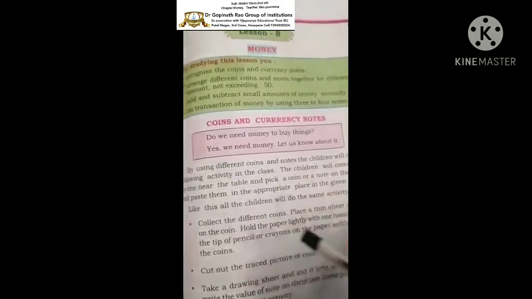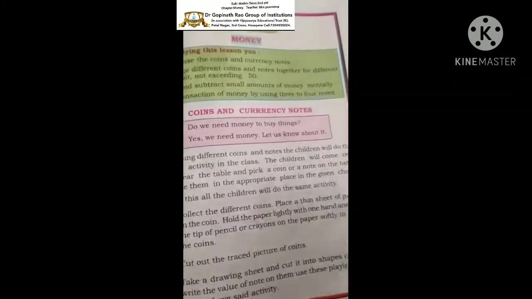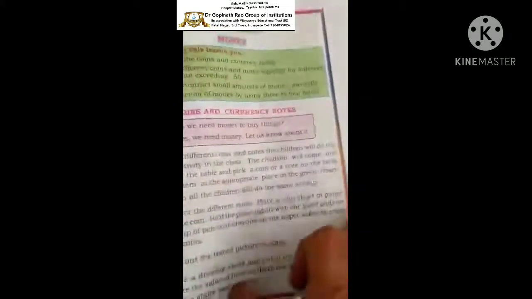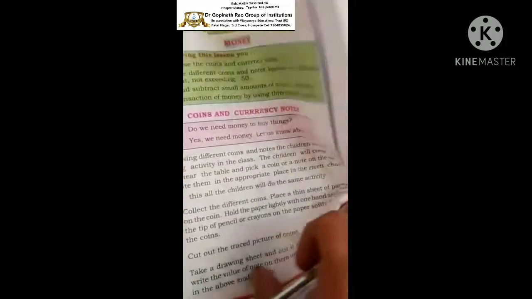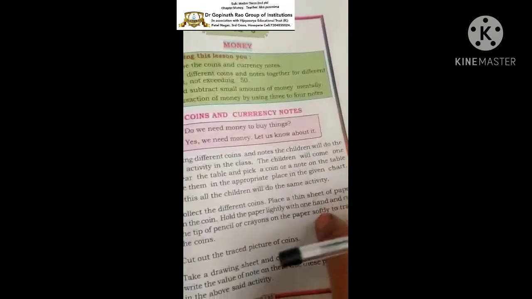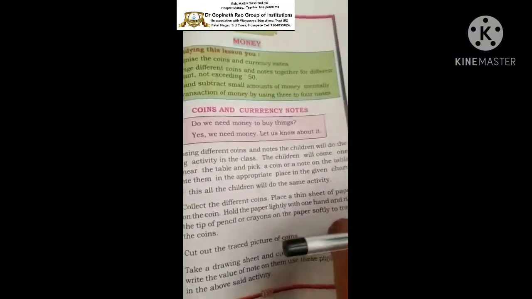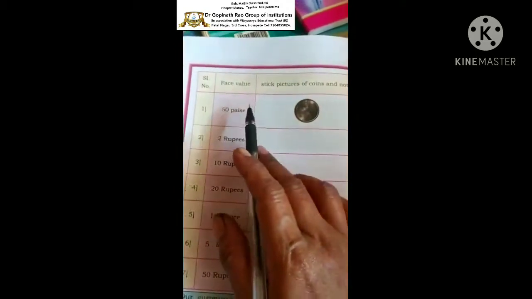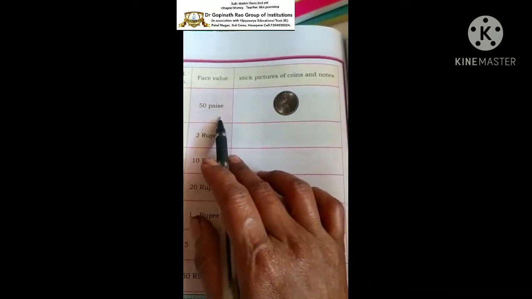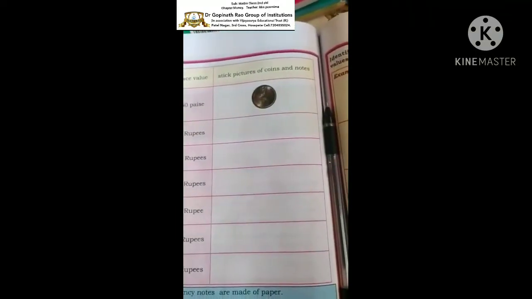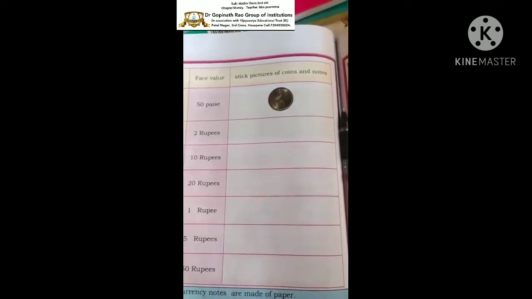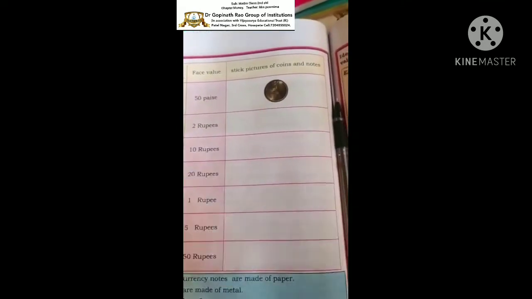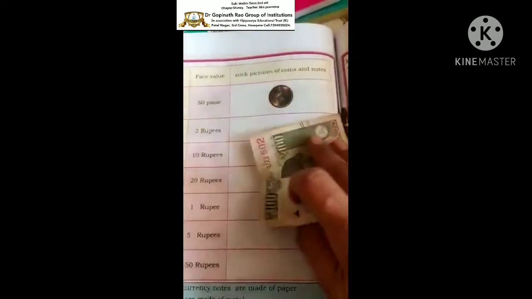You have seen when you go to a shop with your mummy, papa, or with anybody, and you want to take something from the shop, you have to give the money. How? Let us see about that. See children, see here 50 paise. We call the currency notes for these all things.